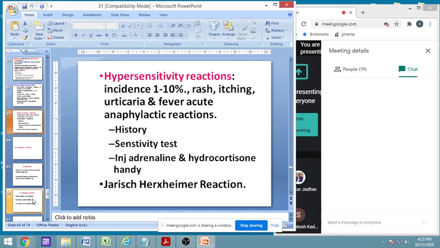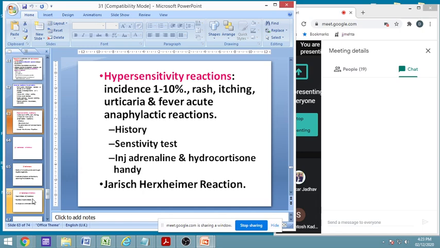Why is there hypersensitivity? We have seen in immunology that some drugs act like haptens. Body proteins bind with them, become a bigger protein molecule, and behave like a foreign protein, and because of that there can be hypersensitivity or immunological reactions. The incidence is comparatively high, 1 to 10%. It causes rash, itching, urticaria, fever, and the biggest problem is acute anaphylactic reactions.